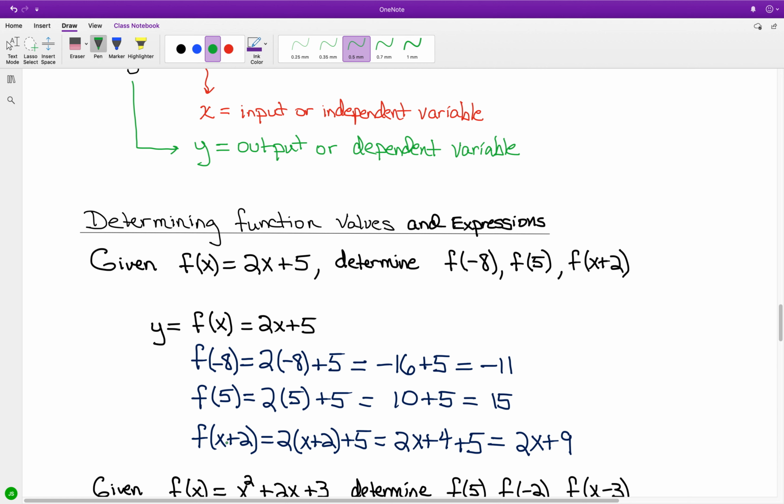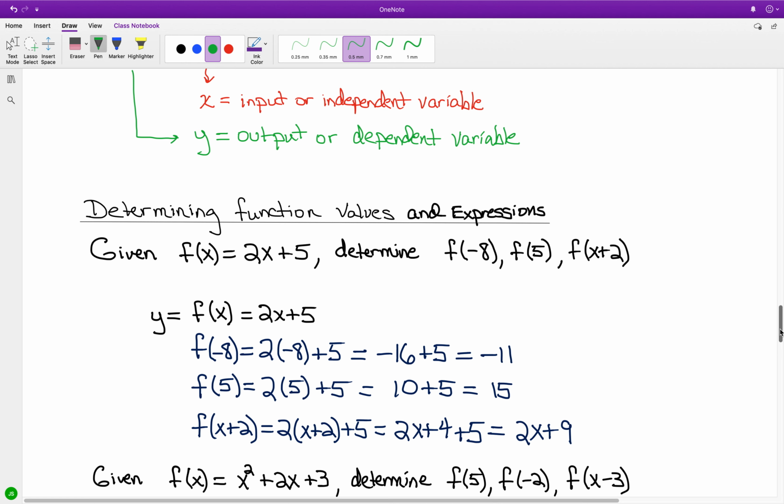And for f of x plus 2, I have 2 times the quantity of x plus 2. So the input is x plus 2. 2 times the input becomes 2x plus 4. Adding 5 to this, so we have 2x plus 4 plus 5, and so we have 2x plus 9.